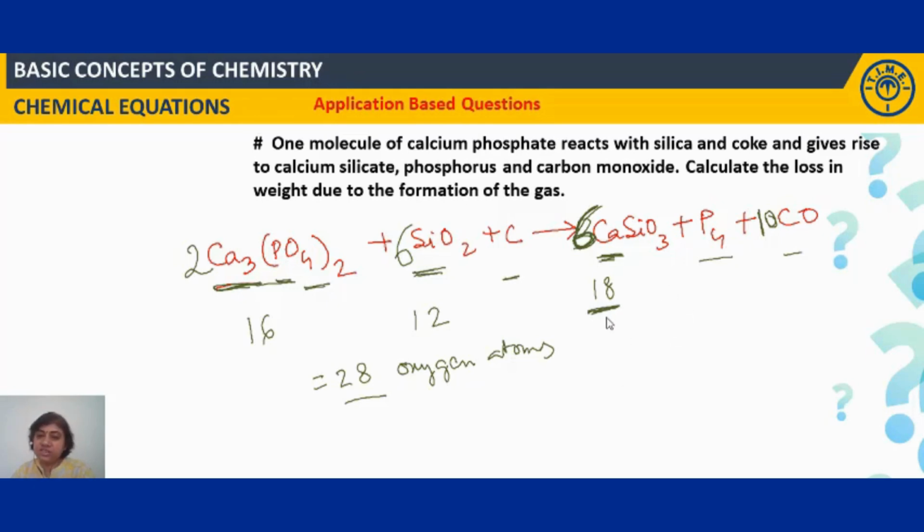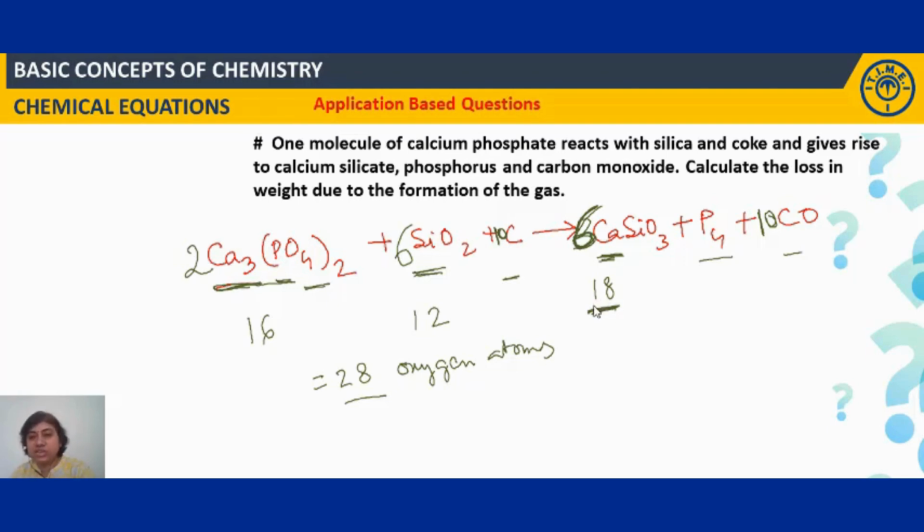So right hand side, let us check. 18 oxygen atoms are coming from calcium silicate and 10 from carbon monoxide. So 18 plus 10 is 28. Both the side 28. Done. But now number of carbon atoms in the right hand side has become 10. So left hand side also you have to make it 10. So we have to write here 10 carbon atom, right? So now the equation is balanced because all the elements are balanced.